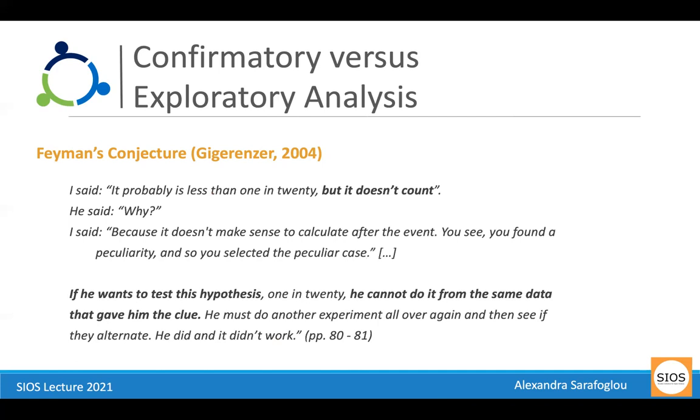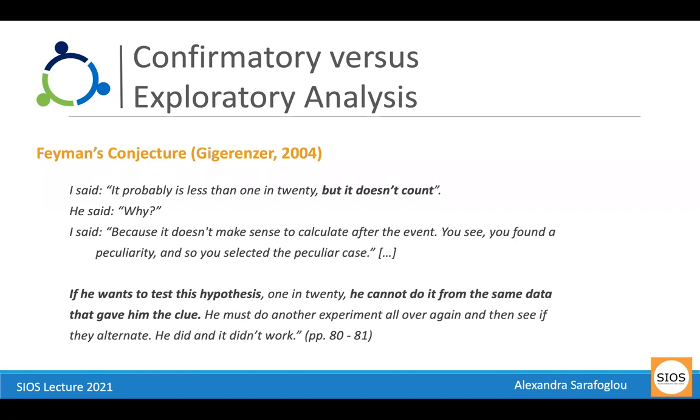And I said, it probably is less than 1 in 20, but it doesn't count. He said, why? I said, because it doesn't make sense to calculate after the event. So after you already looked at the data. You see, you found a peculiarity and you selected a peculiar case. If he wants to test this hypothesis, 1 in 20, he cannot do it from the same data that gave him the clue. He must do another experiment all over again and then see if they alternate. He did, and it didn't work.